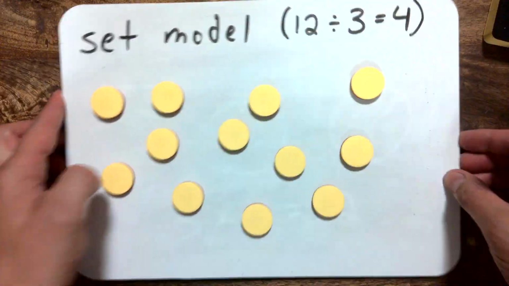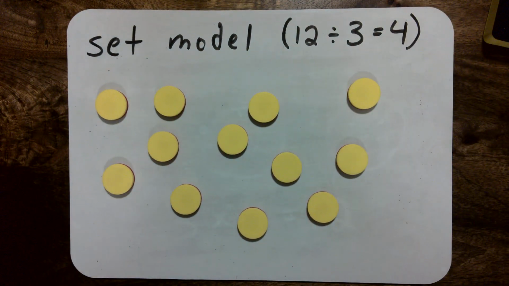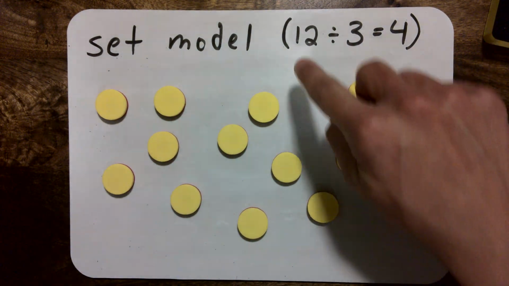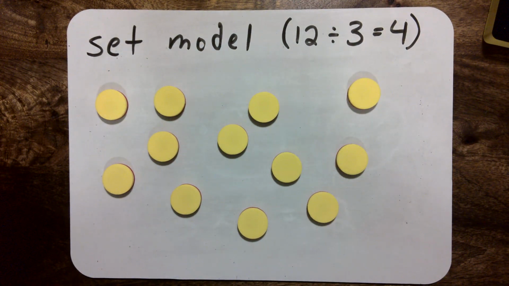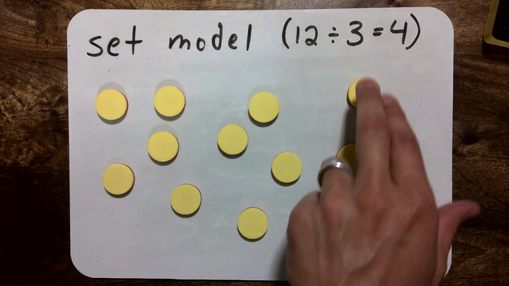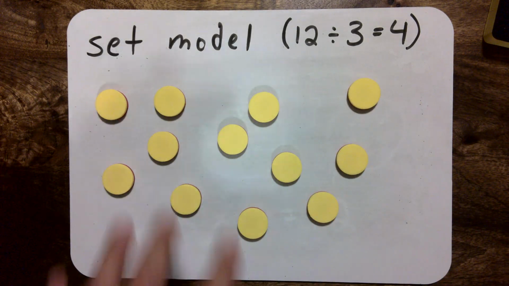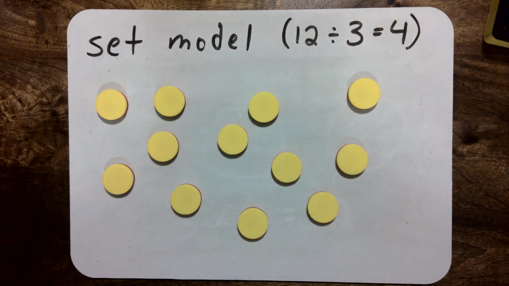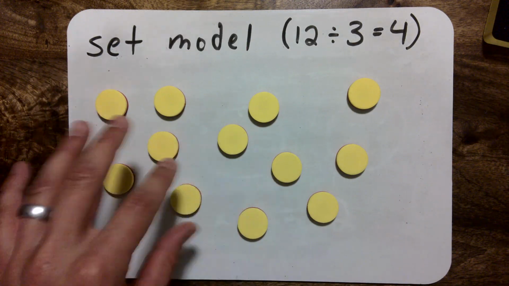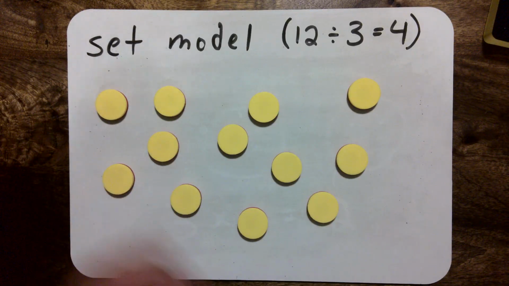The first type is going to be a set model. For all of these, we're going to be looking at 12 divided by 3. Again, 12 means we have 12 objects, and we want to divide these into 3 equal groups. What we're trying to find out is the size of each group. Obviously, we know it's 4 since I already wrote it down, but with the set model, we're just counting the total number of objects. We're not measuring any dimensions.